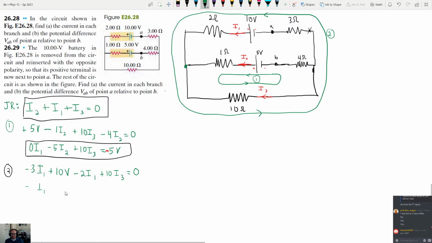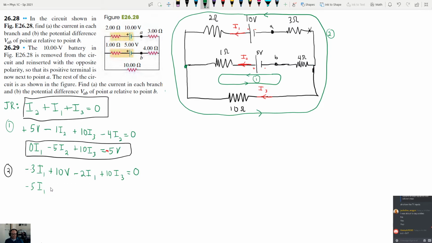We started class by talking about how you can add these things in series, and they just naturally add up, right? Negative 3, negative 2. 3 plus 2 is 5, right? So, negative 5i1.